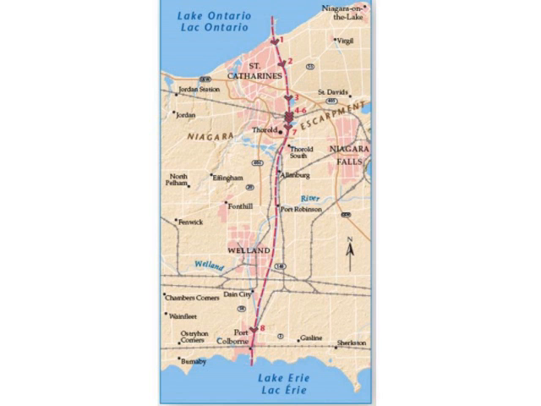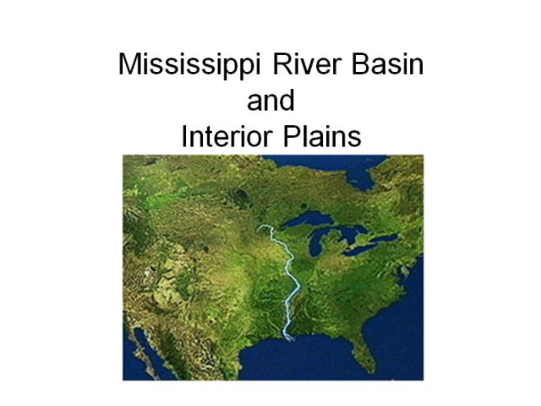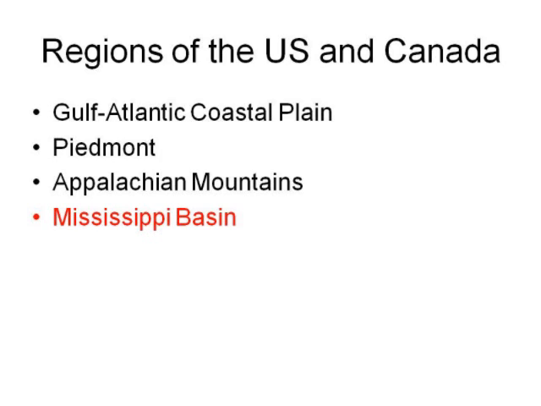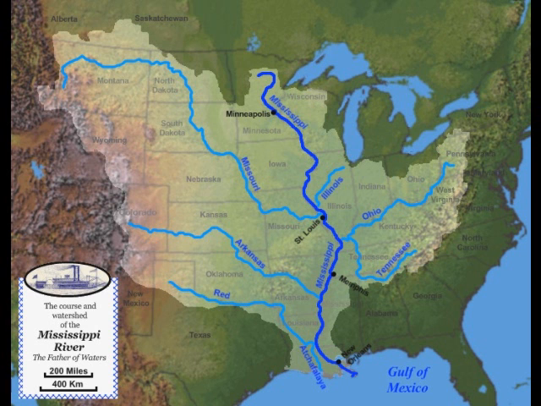Oh my gosh. West of the Appalachians is the Mississippi Basin and the interior plains. The river runs from the Canadian border south to the Gulf of Mexico, a distance of 2,340 miles. There are major tributaries of the Mississippi, including the Missouri, the Ohio, and the Arkansas rivers.